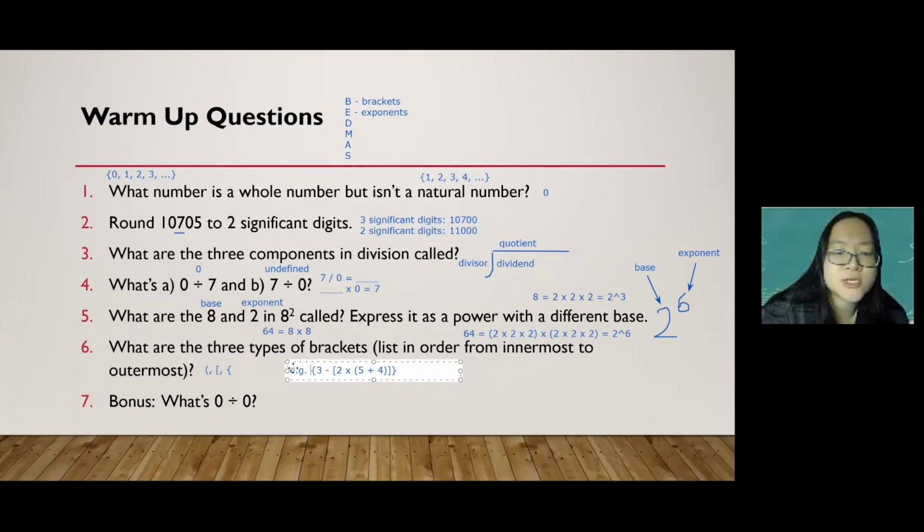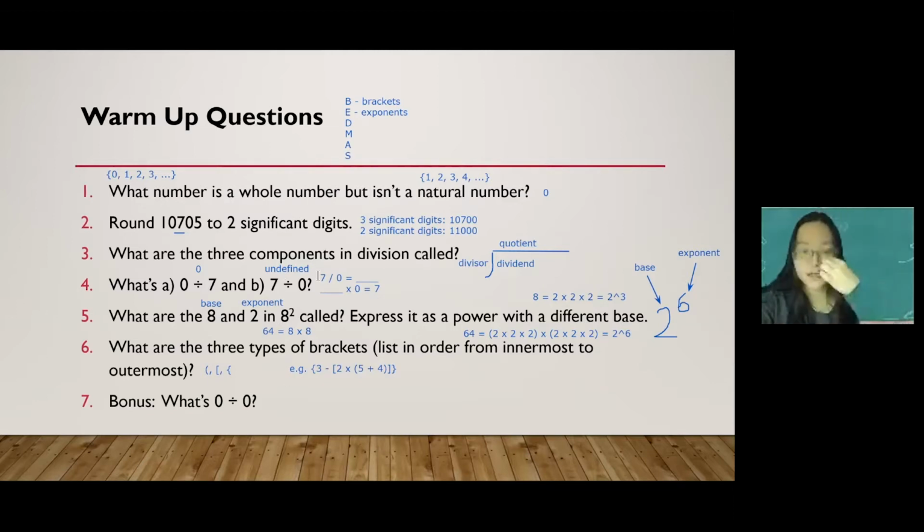Okay, and then the last question, which is a bonus. What is 0 divided by 0? So in question 4, we talked about 0 divided by a non-zero number and a non-zero number divided by 0, right? And 0 divided by a non-zero number is 0, and the non-zero number divided by 0 is undefined. But what is 0 divided by 0? Okay. So I just want to say first, it's not 0, it's not 1, and it's not undefined. Okay. So, but give it your best guess.